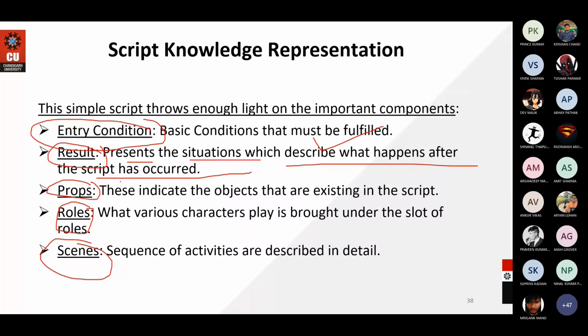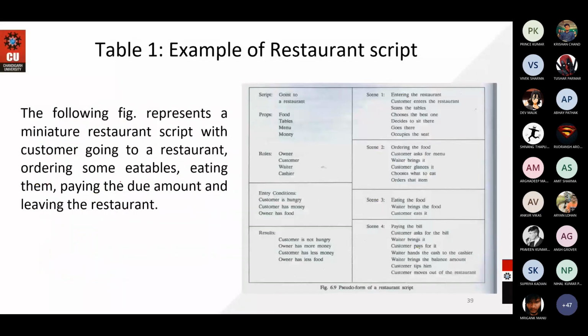Next we have scenes. When we talk about scenes, these are basically sequences of activities. Just like we say, this movie has these scenes. In this scene, this thing happened. That is basically a sequence of activities that are described in detail. So that represents the scene in that case.